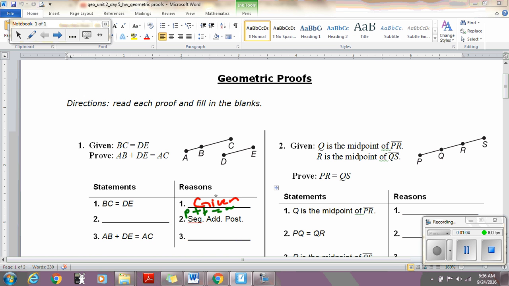So when I look at the illustration above, the only line that has two parts on it is line AC. So line AC is the whole, and then AB is one part and BC is another part. So they want us to write AB plus BC equals AC.